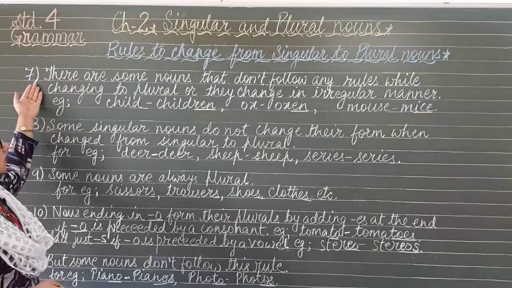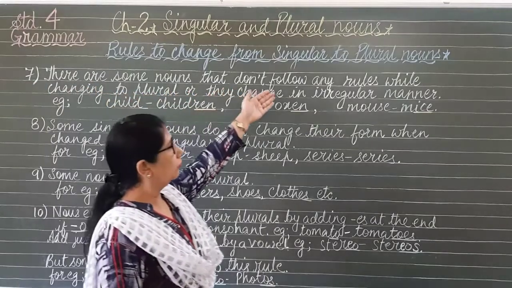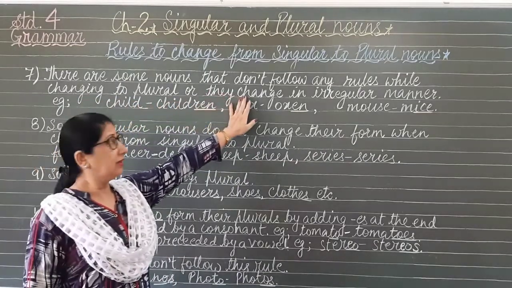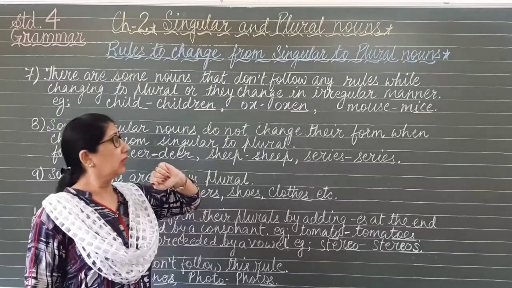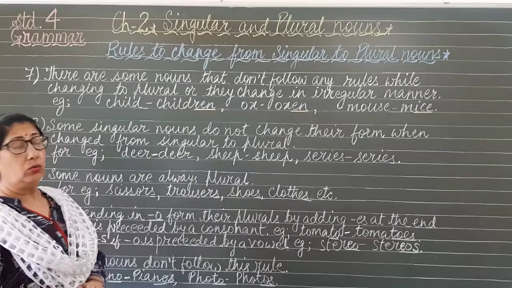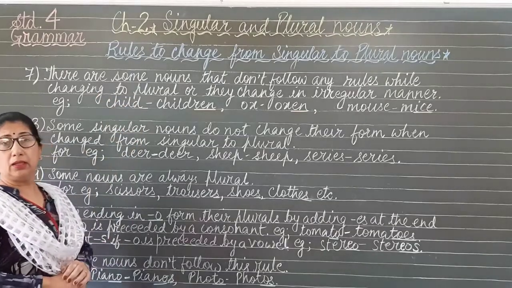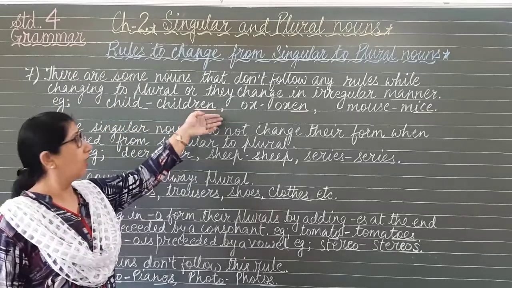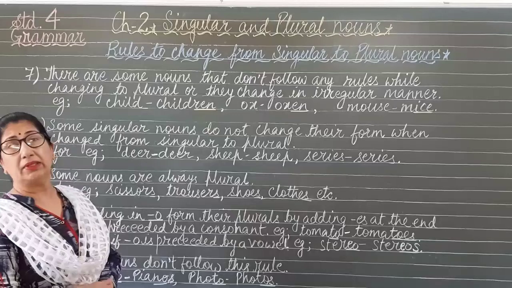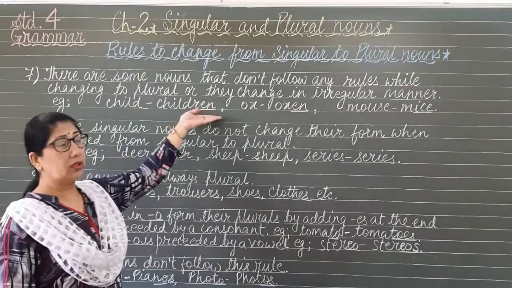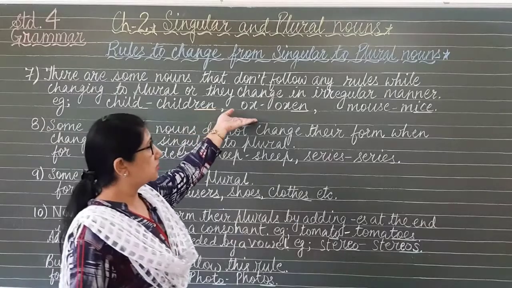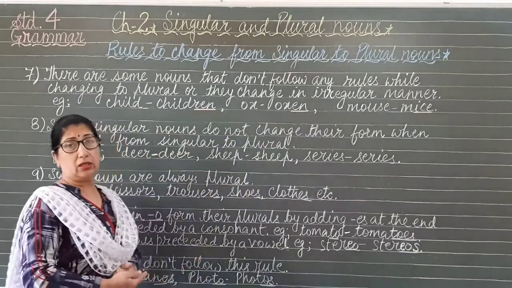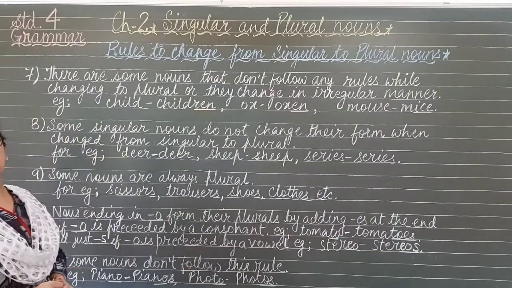Now our seventh rule is that there are some nouns that don't follow any rules while changing to plural, or we can say they change in an irregular manner. मतलब अभी तक हमने जितने भी रूल्स पढ़े हैं उनमें से एक भी रूल इनके ऊपर एप्लीकेबल नहीं होता. फॉर एग्जाम्पल चाइल्ड, चिल्ड्रन, ऐसा कोई रूल हमने पढ़ा कि पीछे REN ऐड करो तो प्लूरल बनता है? नो. सो दिस इज इरेगुलर मैनर ऑफ चेंजिंग. अगेन ox, oxen, mouse, mice. The entire word gets changed here. So we can say they change in the irregular manner.